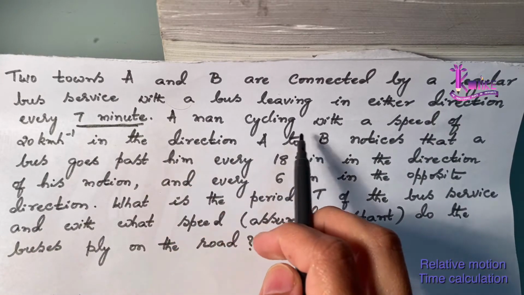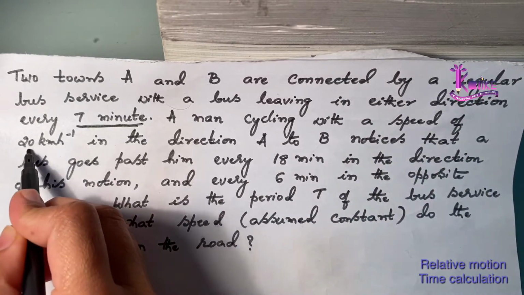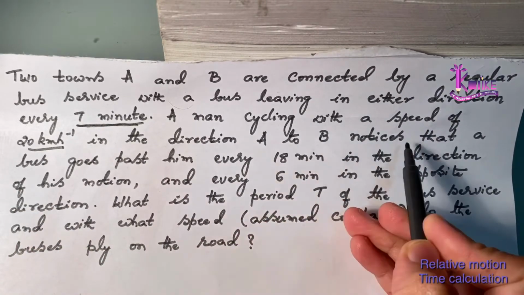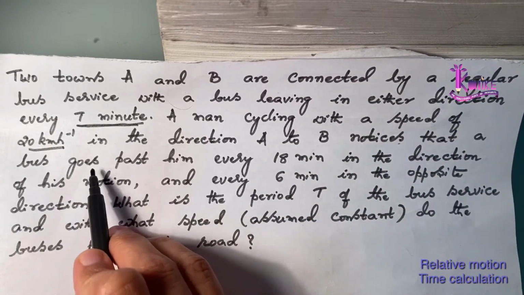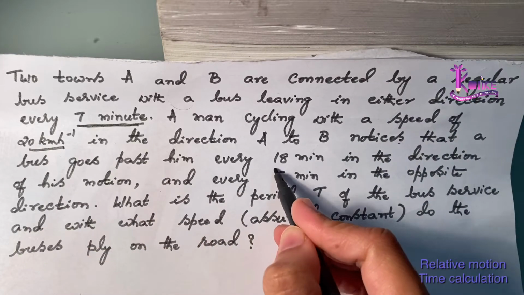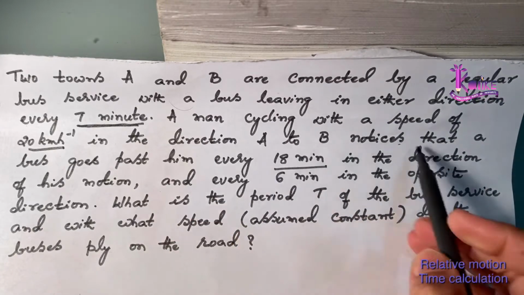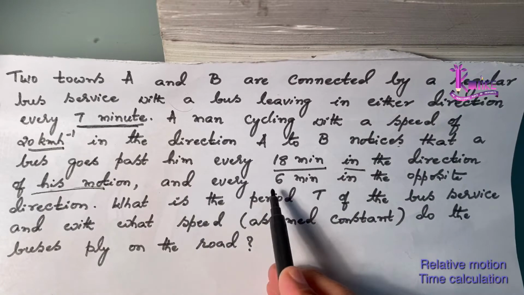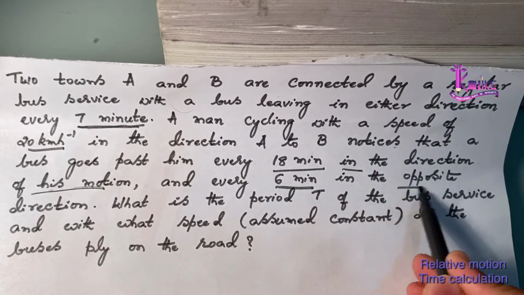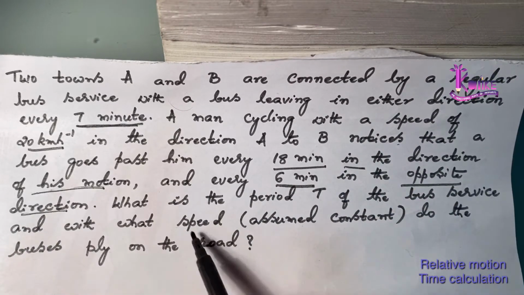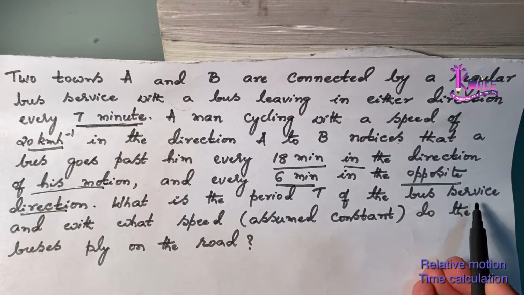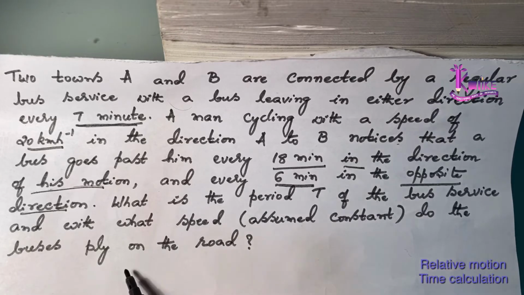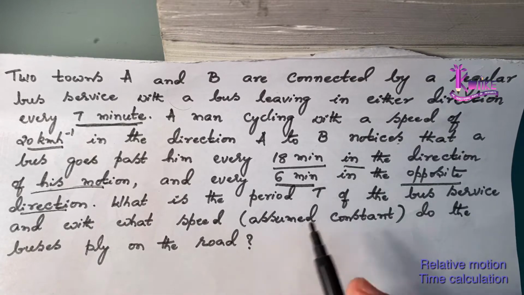A man cycling with a speed of 20 km per hour in the direction A to B notices that a bus goes past him every 18 minutes in the direction of his motion, and every 6 minutes in the opposite direction. What is the period T of the bus service, and with what speed do the buses ply on the road?